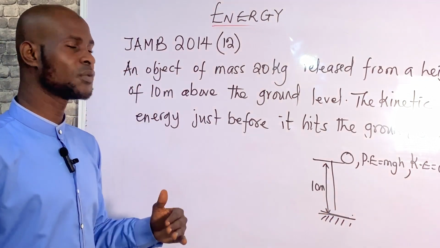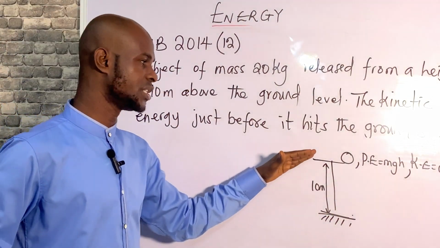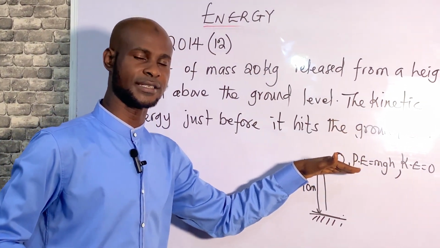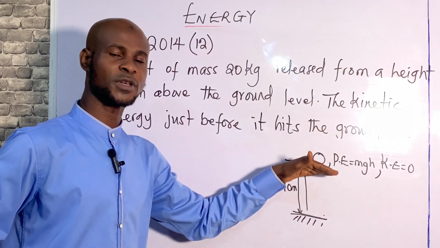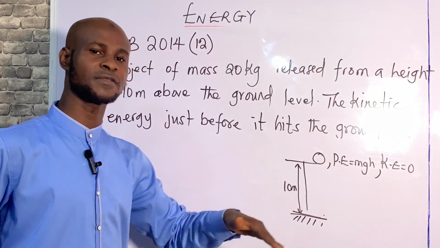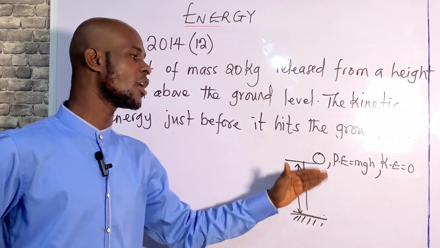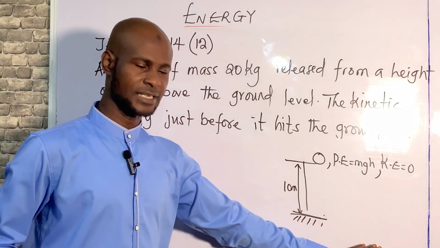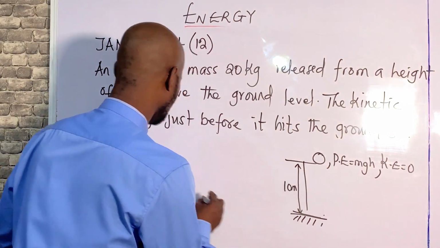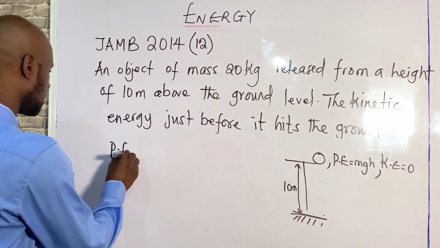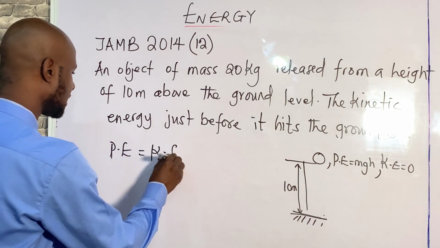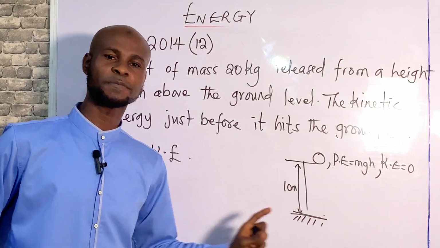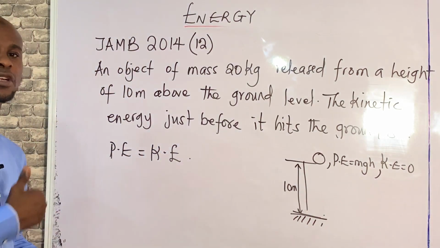And while the potential energy is reducing, what happens to kinetic energy? The kinetic energy now increases. It increases because kinetic energy is the energy possessed by an object in motion. So the object is now in motion. Now, just before it hits the ground, the potential energy is converted to kinetic energy. I have explained this concept in the last class. I'm just trying to revise.